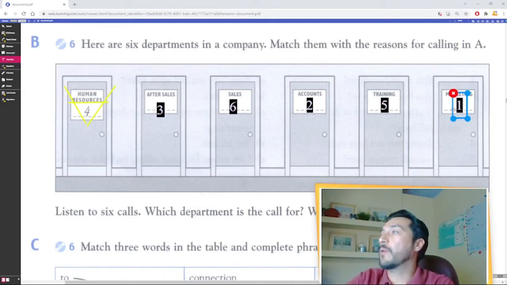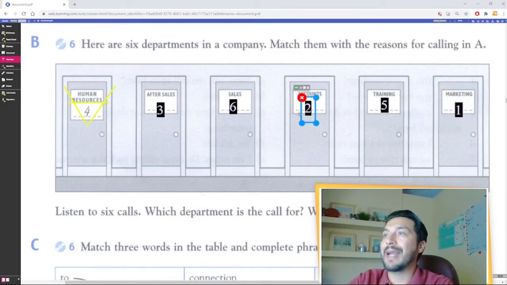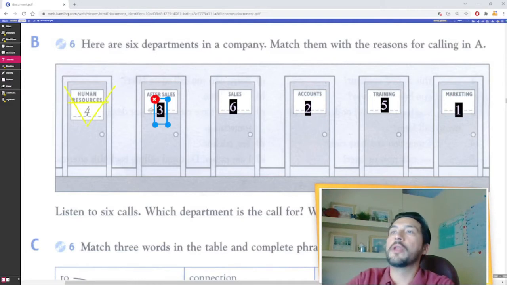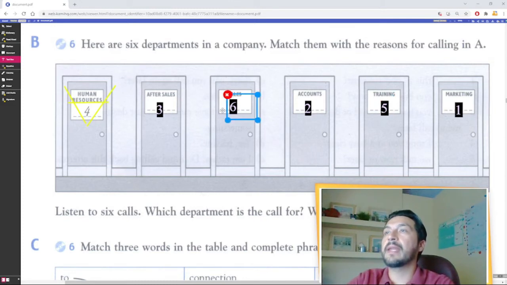So call number 1, marketing department. Call number 2, accounts. Call number 3, after sales. Call number 4, human resources. Number 5, training department. And number 6, the sales department.